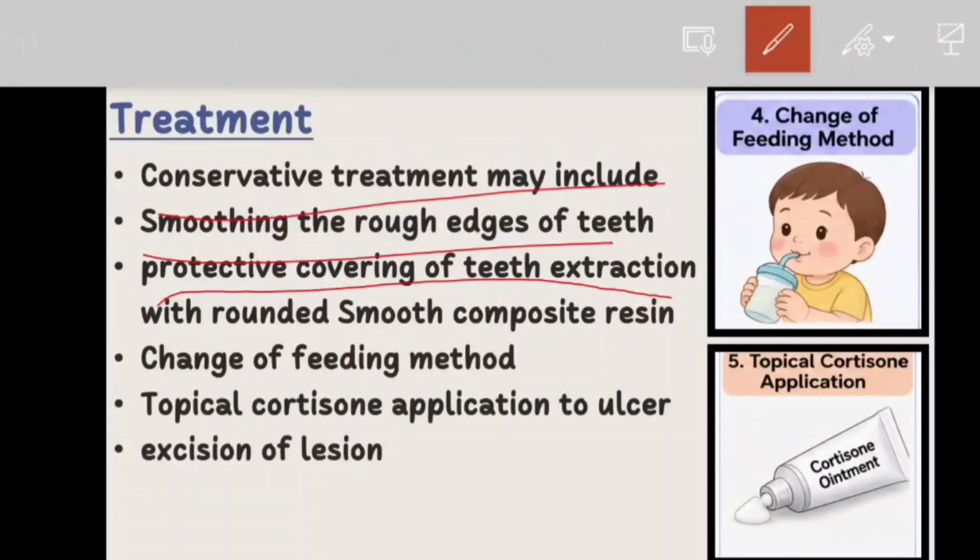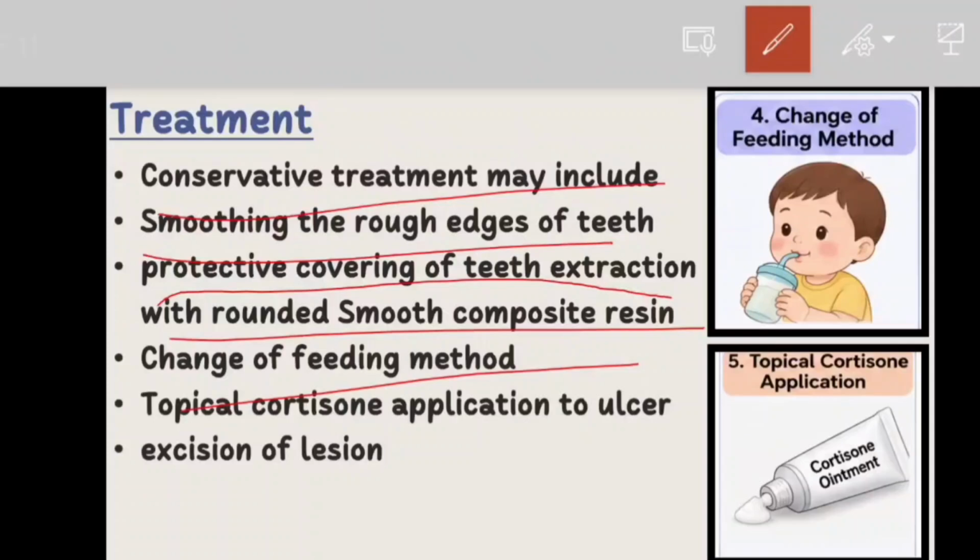Okay. So what is the purpose of the composite resin? Not to remove the tooth. Its purpose is to protect the traumatized soft tissue by creating a soft surface. Okay. So with rounded smooth composite resin, we protect the teeth. Now the third option is changing of the feeding method. Here the objective is to reduce the trauma to the affected area by changing the feeding method.